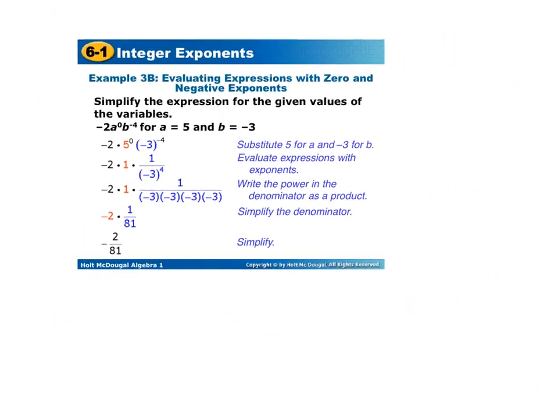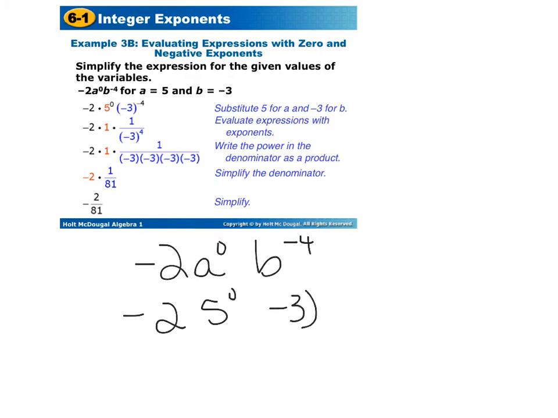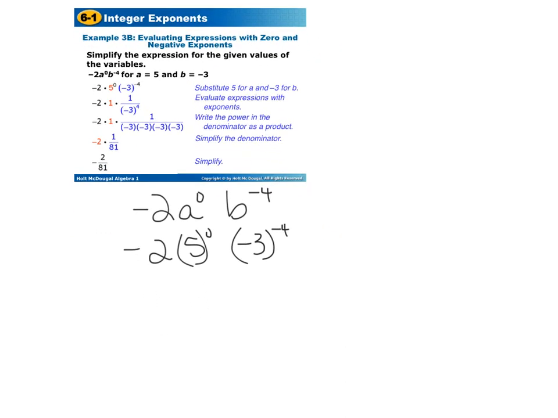Okay, again, we're going to replace negative 2, a to the 0, b to the negative 4. I'm going to replace, and I'm going to put 5 to the 0, negative 3. So when I put them in, I'm putting my substitutions in parentheses. Okay, I need to follow PEMDAS here. I can't multiply first. I've got to evaluate the exponents first, so I'm going to do each one separately. So what's 5 to the 0 power? 1. I'm going to drop down my negative 2.